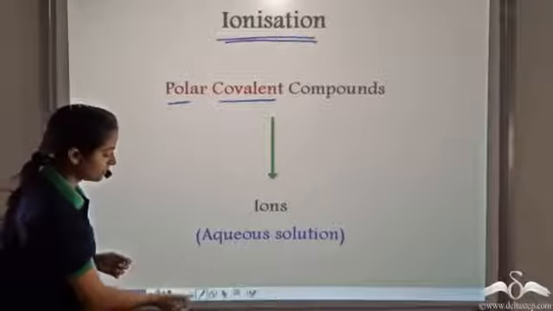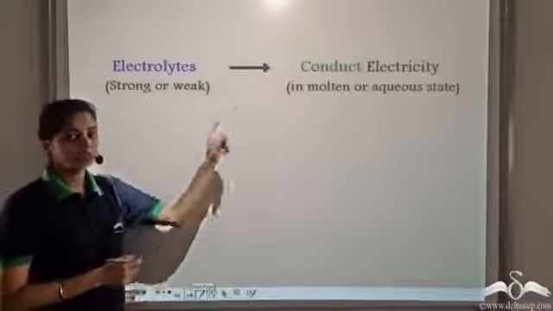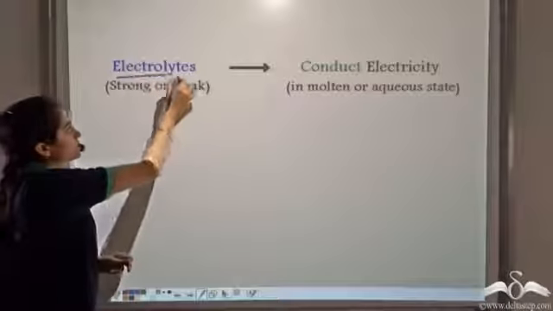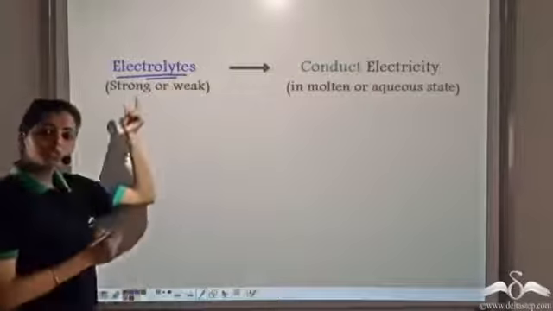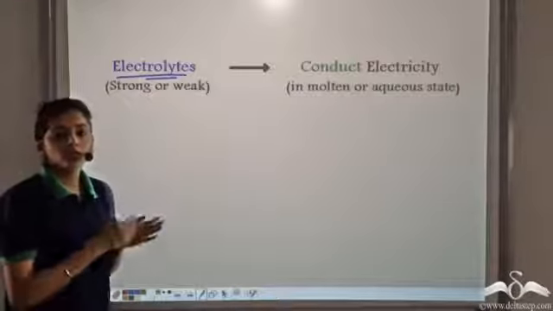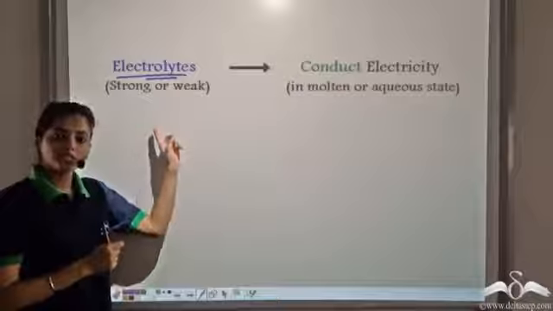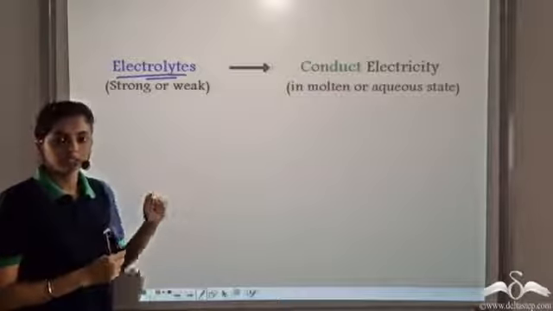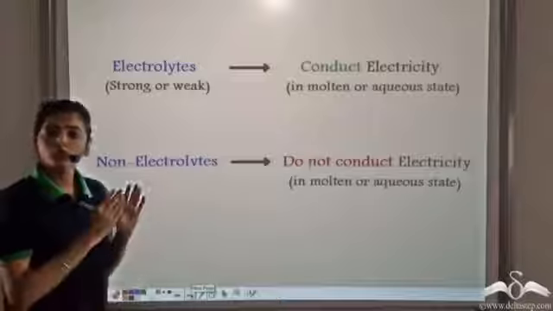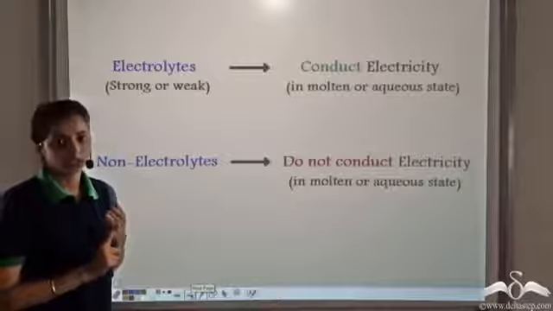So the substances that conduct electricity in the molten or in the aqueous state are known as electrolytes. They can be strong or weak depending on the extent to which they dissociate or ionize. So electrolytes are the substances which conduct electricity. Similarly, non-electrolytes are the substances that do not conduct electricity, whether in aqueous state or in molten state.